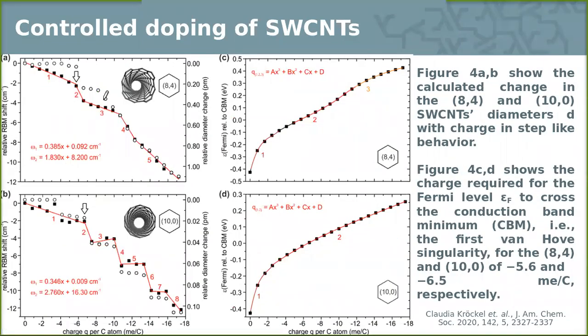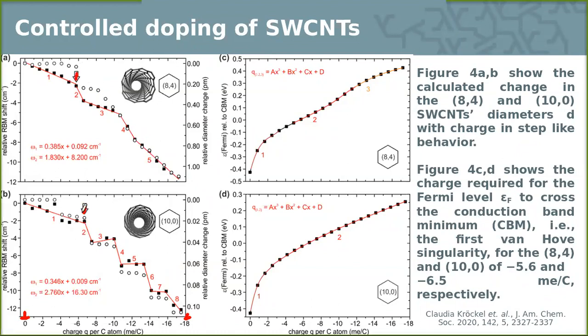For that, we need the help of theory. So we got some calculations down here. In theory, we take the material from zero doping, zero charge, down to minus 18 milli-electron volts per carbon atom, which is an extremely huge amount of electrons in the system. That is extremely high. We never get there. We are here at the red arrow. So this is where we are.